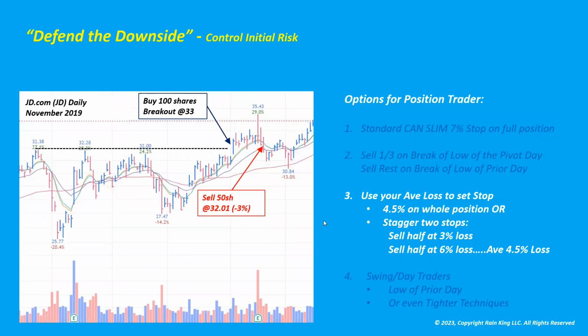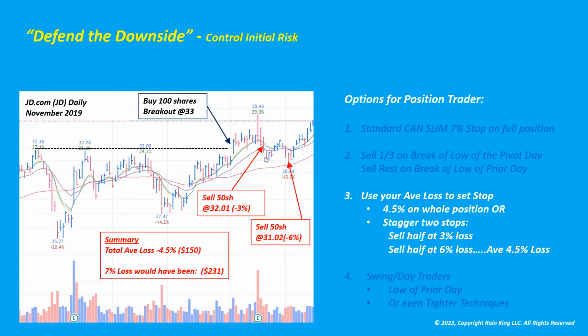Our third example is looking at JD.com from November of 2019. We're going to use the third rule here, which is using an average, kind of a staggered stop loss at our average loss. Now that depends on what your average loss happens to be. We buy 100 shares at $33 per share on the breakout, and we've set our first stop at 3.5% loss. And you can see this stock came out of the gate. It looked like it was going to move, but then it reversed hard. And right here, the 3% stop gets triggered. We sell half the position. The remaining half, we're using a stop loss at 6%. That doesn't get stopped out for almost 5, 6, 7 days later. But it does trigger, and so the second half of the position is taken out at 6% loss.